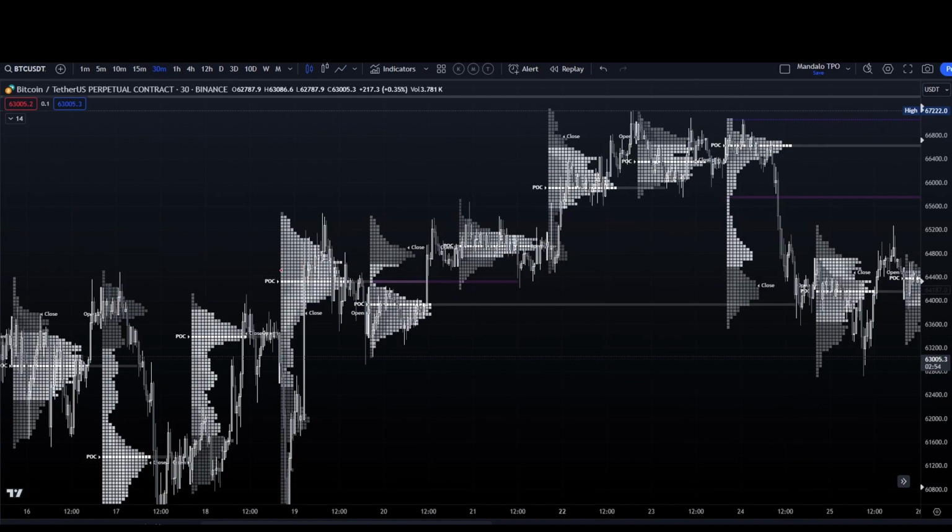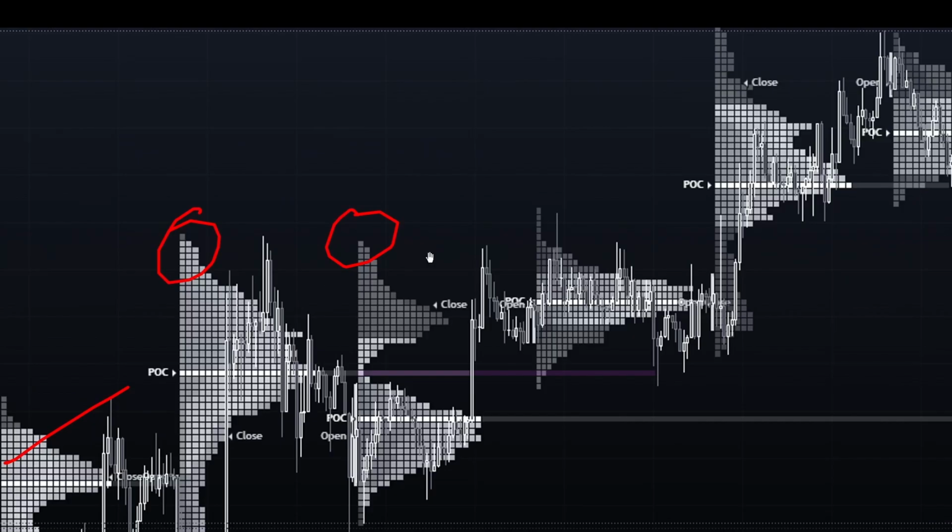So here we have price moving up, a poor high forms, and price wicks through, repairs that incomplete auction, and trades back down. Now it doesn't result in a trend move, but in an intraday, that was a pretty nice trade.